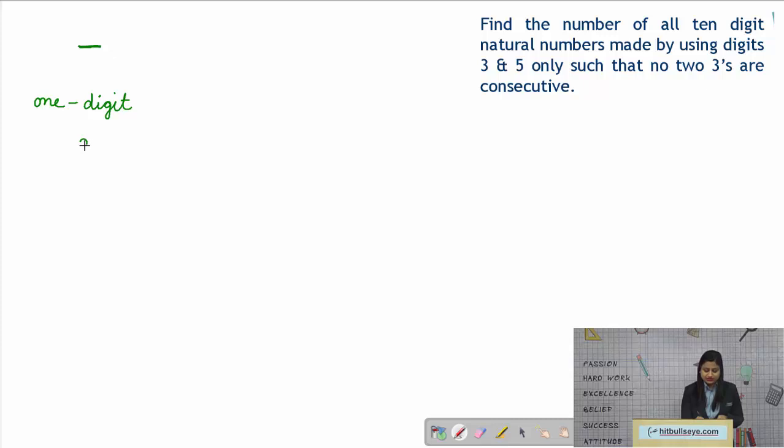So how many numbers are possible? Only 2. Either it will be 3 or it will be 5. So in total, how many numbers are possible? 2.